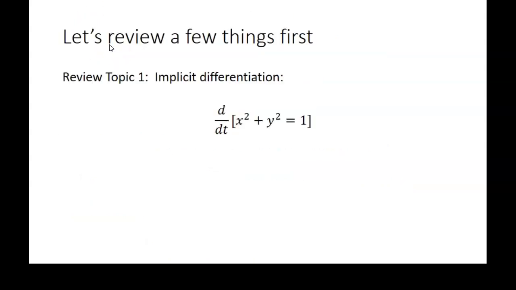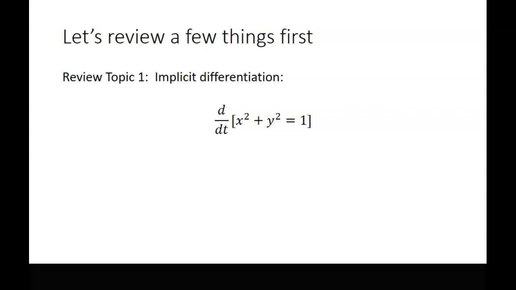So first of all, let's review a couple of things. Whether or not you write this is up to you. Do you remember how to find the derivative of an implicit function? Well, when you have an implicit function, that means that your y variable is a part of the function itself. It's not like y equals something like that.